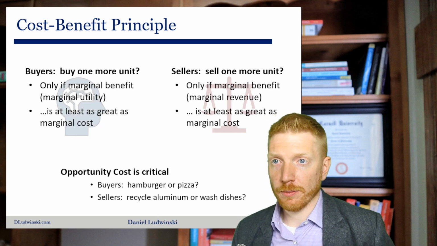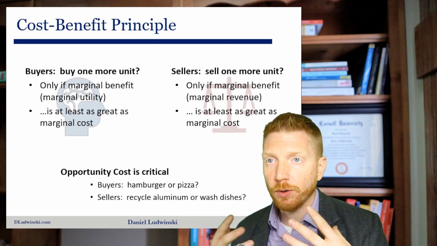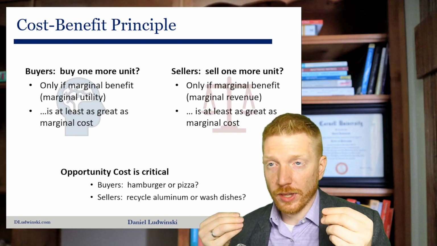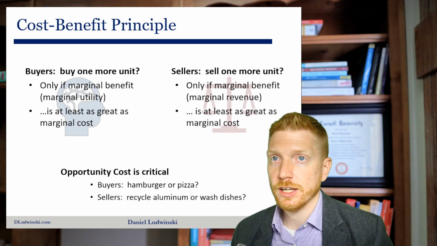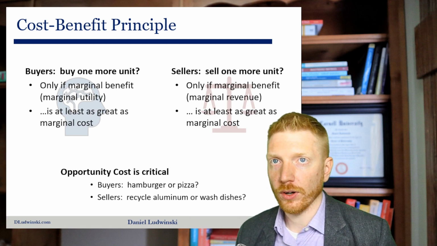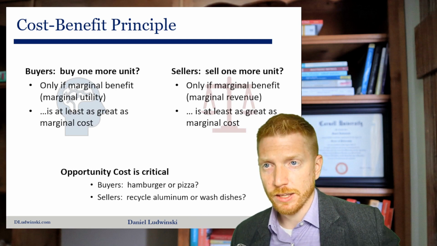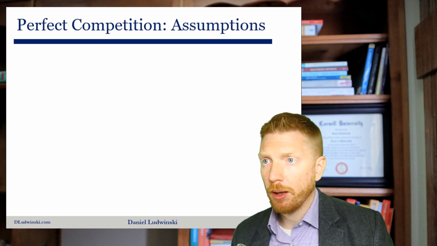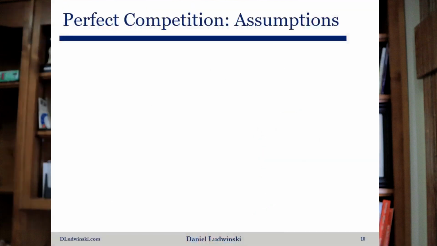We'll look at an example where a seller can do two things with their time. They can recycle aluminum or wash dishes. And so that idea of opportunity cost is going to be critical for understanding the seller's cost and what's going on in this unit. Now, a big thing we're talking about in this unit is perfect competition.